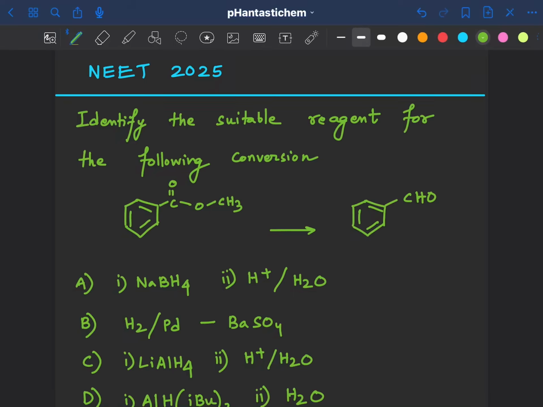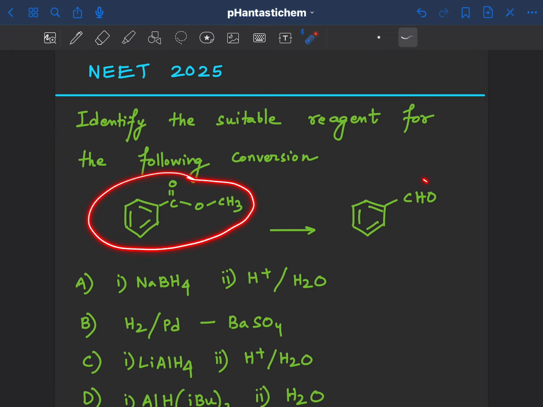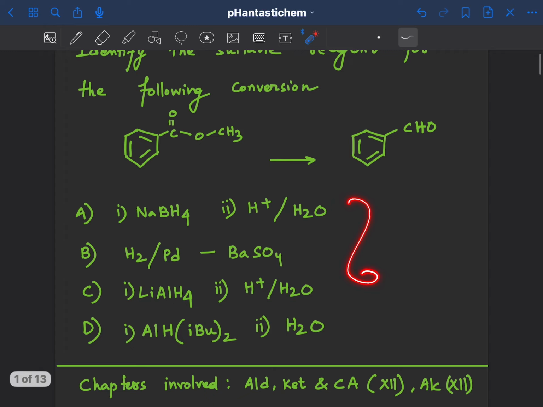Hello everyone. So this is a question from NEET 2025. Identify the suitable reagent for the following conversion. As we can see, this is an ester and this is an aldehyde, and there are four options given to us: sodium borohydride, hydrogen in palladium, lithium aluminium hydride, DiBAL-H. Which of these are going to do this conversion?